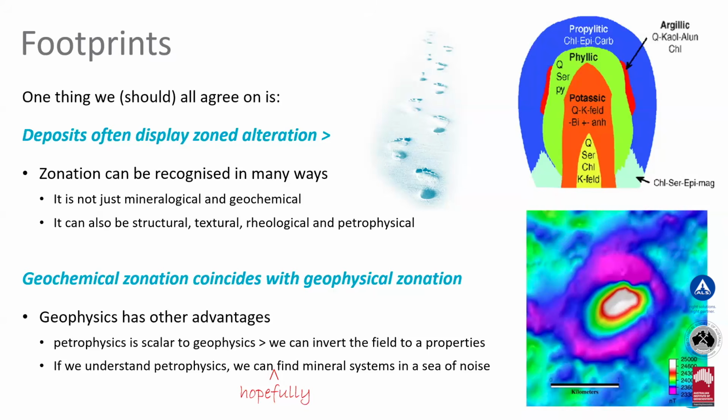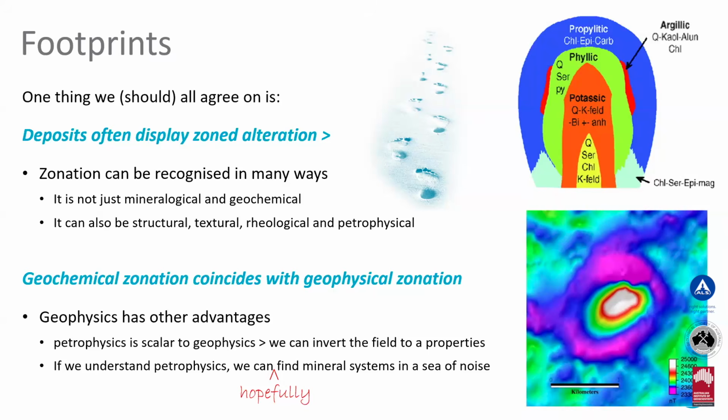So you can see here, you've got this footprint of basically magnetite destruction, in this case, around the rim of the central part of the alteration system, and a big bullseye in the middle. So that's generally what we think about when we're talking about alteration footprints, alteration halos. But really, when we're talking about halos, it's actually not just geochemical. It can be structural, textural, rheological, and petrophysical zonation.